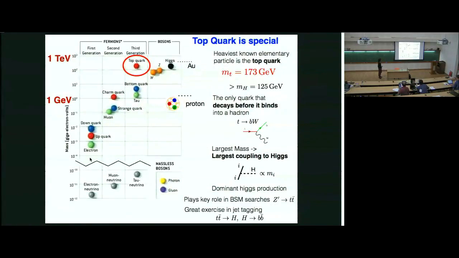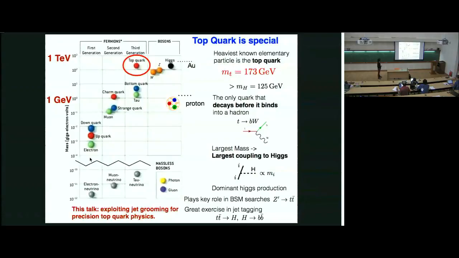In a lot of places in this conference, we have seen talks mentioning Z prime to t t-bar. It's also a great exercise in jet tagging when t t-bar goes to Higgs and Higgs to b b-bar. So in this talk, I'll be exploiting jet physics, jet grooming, for precision top quark physics.